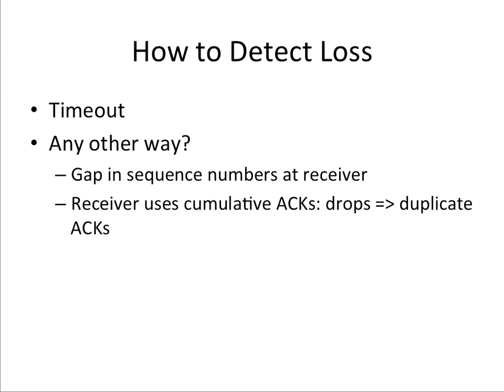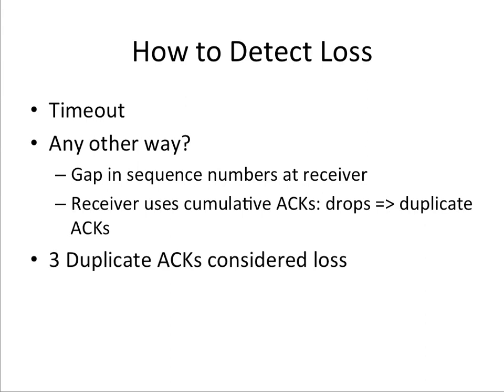Then TCP will actually send an ACK for 1, and then 1, 1, 1. So the duplicate ACKs could be a way to signal that there was a segment that was lost. And the usual number is 3 duplicate ACKs. If we receive 3 duplicate ACKs, then that means the segment was lost.